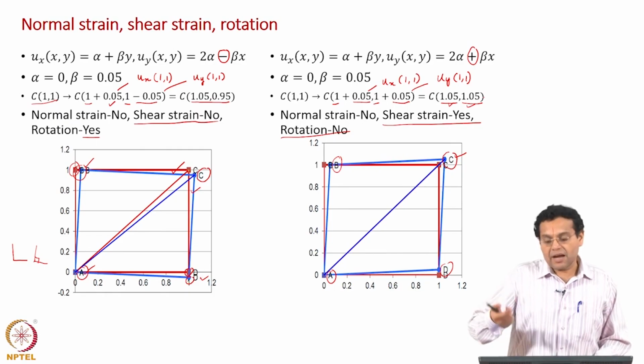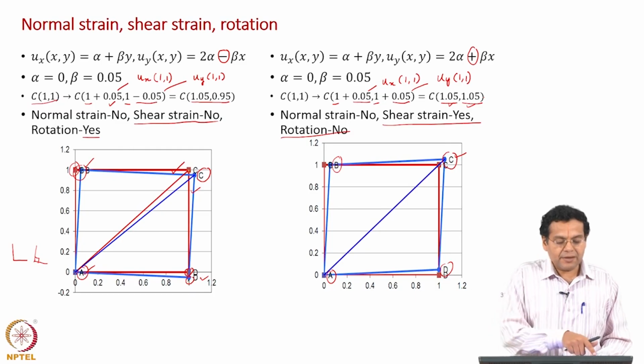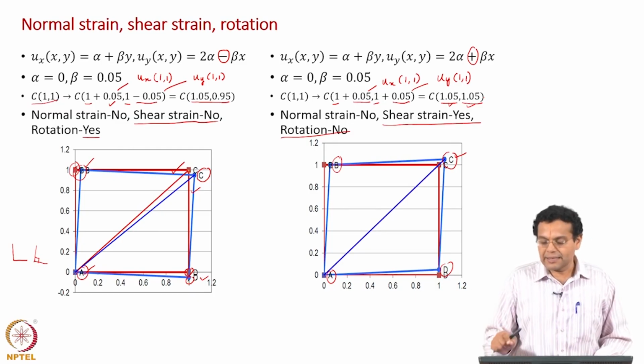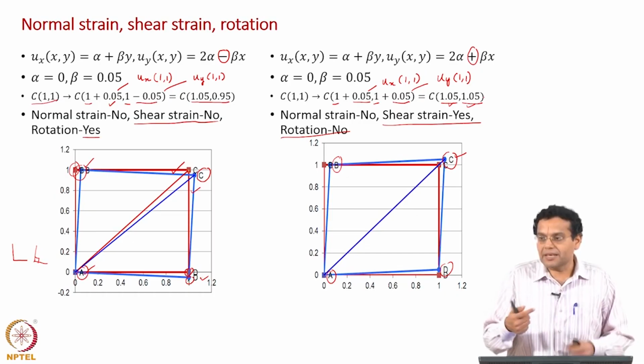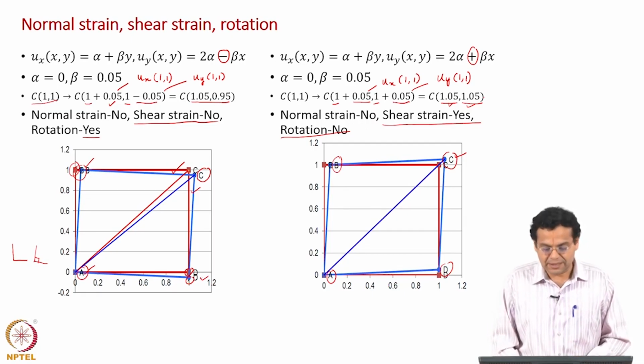In fact, after deriving the relationship, we will come back to this example and say, here we said rotation, yes, but what is the value? We will be able to quantify it. On the right hand side we said shear strain is existing, but later on after deriving the relationship, we will be able to find a value for that. Normal strain is anyway 0, that still remains.